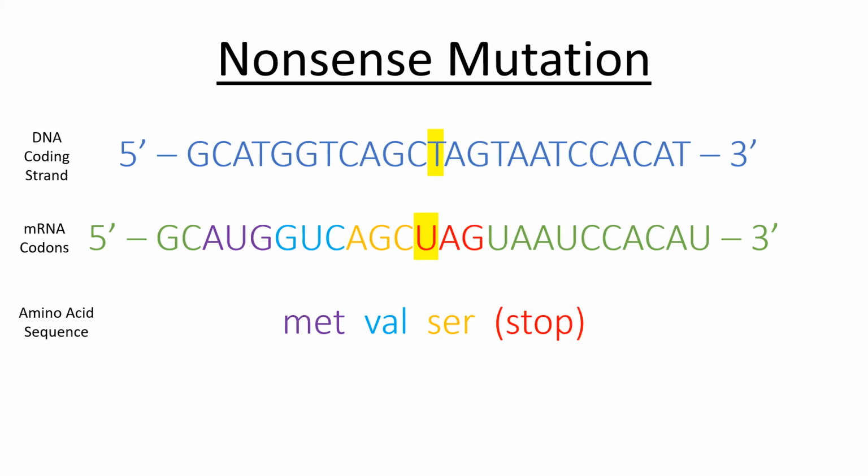Sticking with the same codon, if a transversion were to occur in the first nucleotide, changing an adenine to a thymine, which would then become a uracil in the mRNA after transcription, our codon that used to code for lysine now codes for a stop codon. We call this kind of mutation a nonsense mutation, and it would result in a shorter and likely non-functional protein.